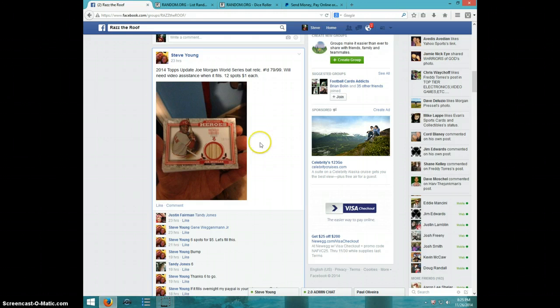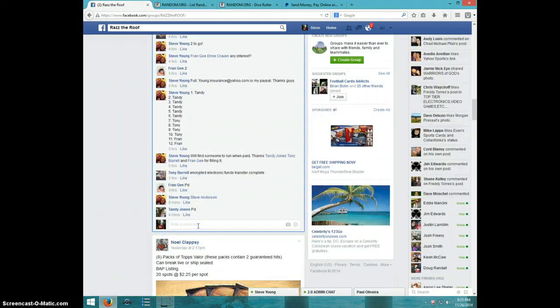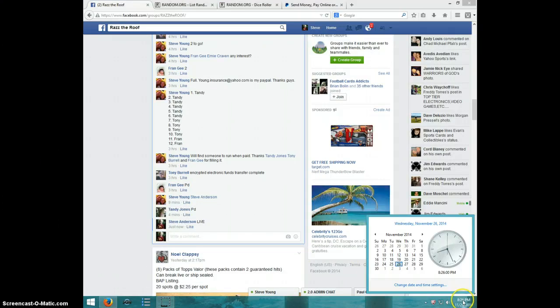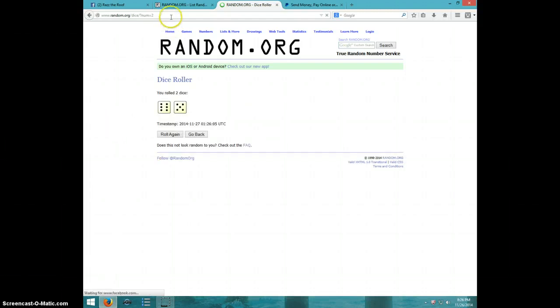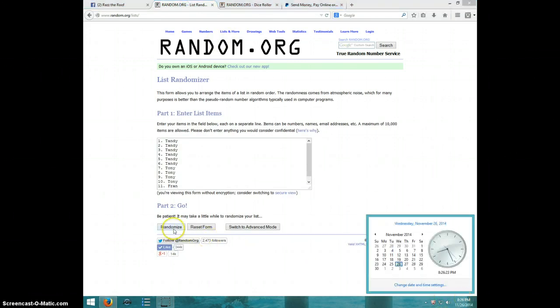Joe Morgan, World Series Bat Relic, numbered out of 99, 12 spots. There's the list I copied. Type live. It is 826, two dice, no snake eyes, 11 times. Got Tandy for the first six, Tony for four, and Fran for two. And we're going 11 times. It is 826. Good luck.